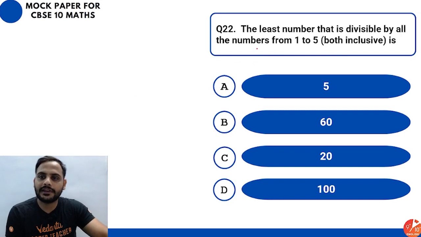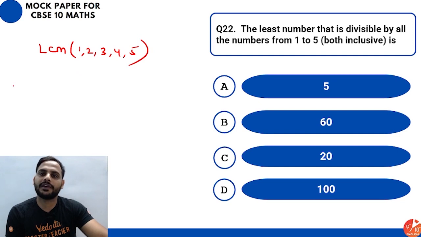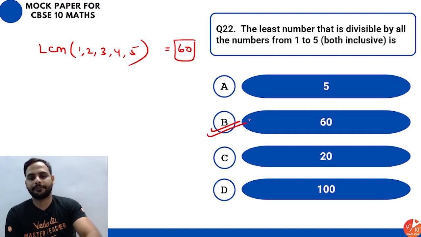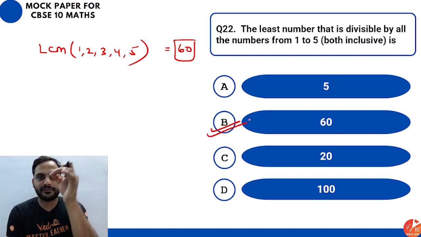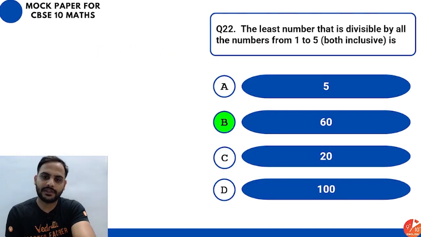Next question: the least number that is divisible by all the numbers from 1 to 5, both inclusive. So the least number which is divisible by all of them, we will find out the LCM of 1, 2, 3, 4, 5. So 4 threes are 12, 5 twelves are 60. That will be your number. 60 is the smallest number which is divisible by 1, 2, 3, 4 and 5.